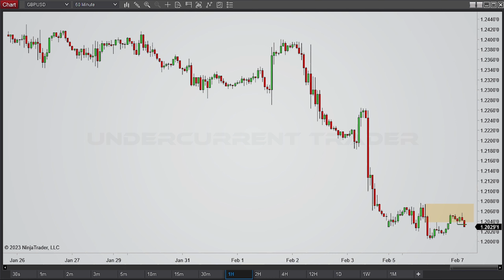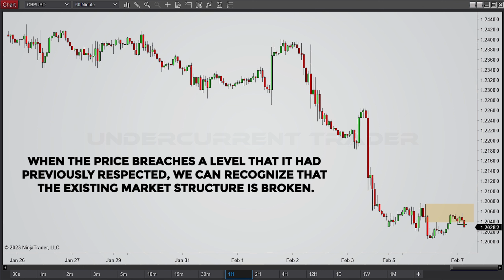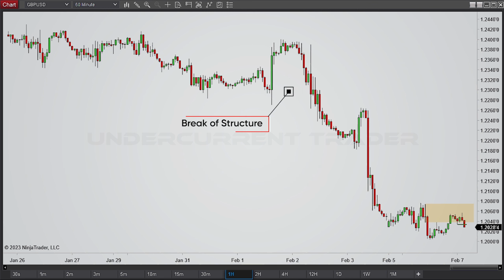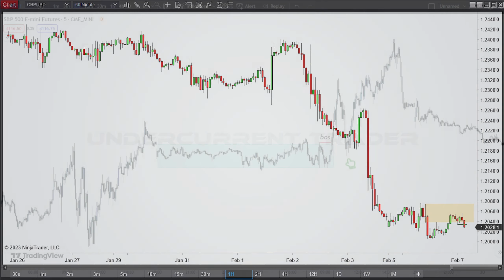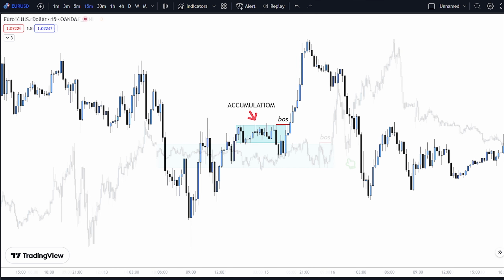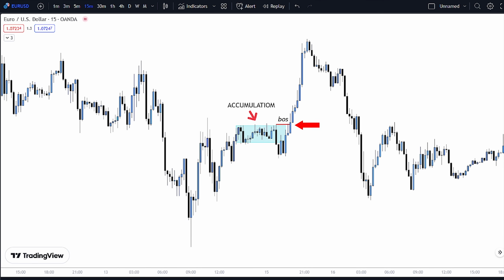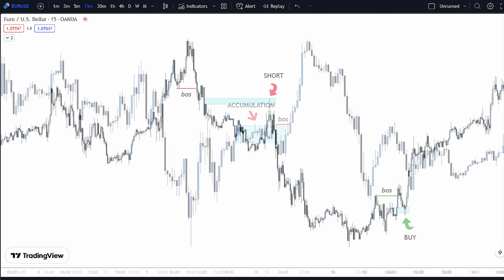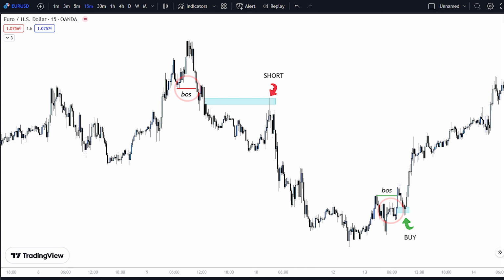Okay, with this part explained, let's now briefly talk about how the market structure is broken. Well, when the price breaches a level that it had previously respected, we can recognize that the existing market structure is broken. In particular, these breaks of structure are most easily noticeable when prices break out from consolidation areas. Other times, a break in market structure can emerge when prices break through an area that has been respected and held as strong support or resistance over an extended period of time. While there are many variations out there, these two types of market structure breaks remain the most common.